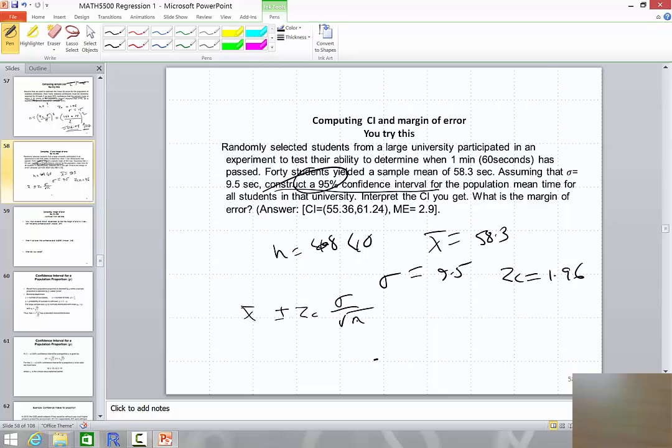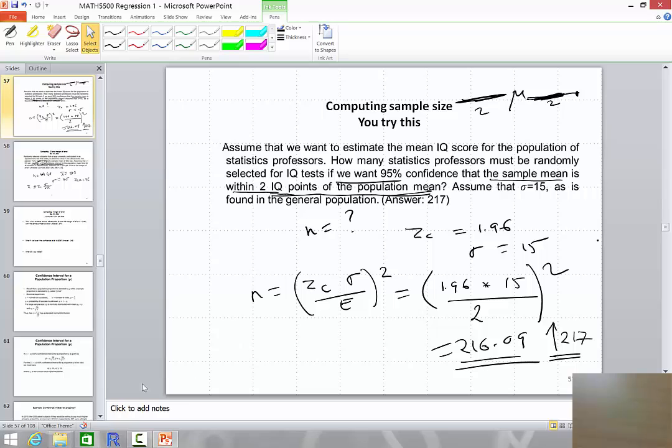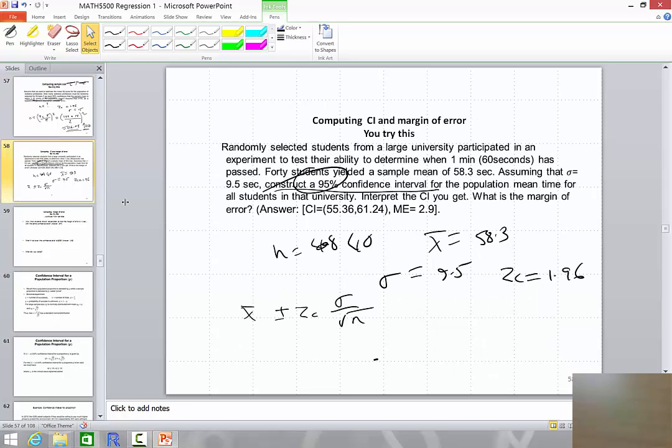Remember, in this case, do the conditions meet or not? It does not say that the population is normal or not, but the sample size n is equal to 40. The sample size 40 is bigger than 30, so the requirements are met, right? Then you plug in the numbers, get the confidence interval, and then do the interpretation.